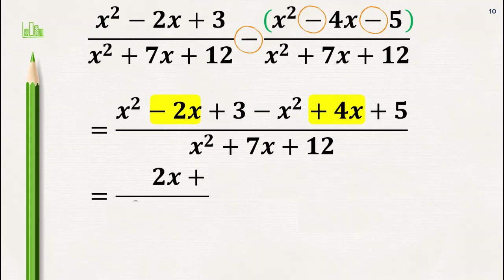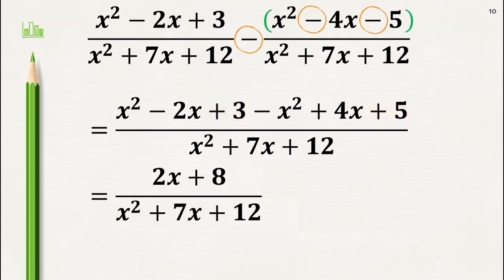So, we have positive 2x and then we have positive 3 and positive 5. They are similar terms because they are constant terms. They also have similar signs, so we will add them. 3 plus 5 is 8. And then copy the common denominator. We have x squared plus 7x plus 12. Do not forget to check if our answer is in lowest terms.